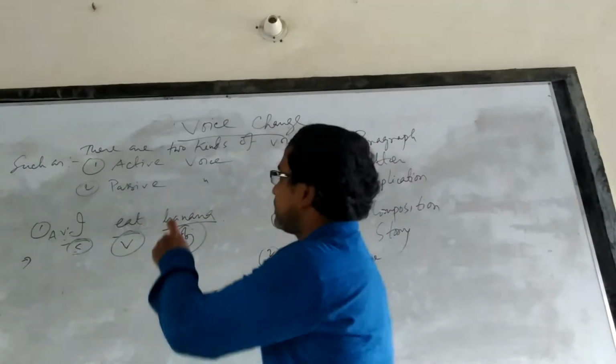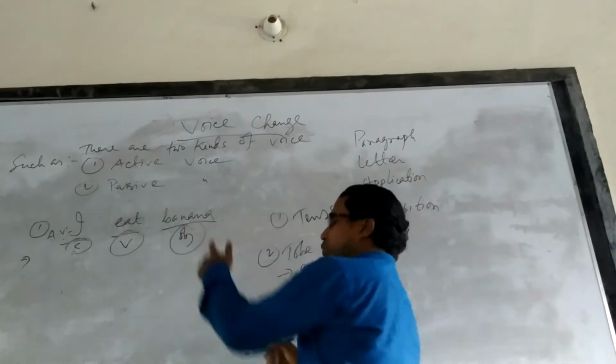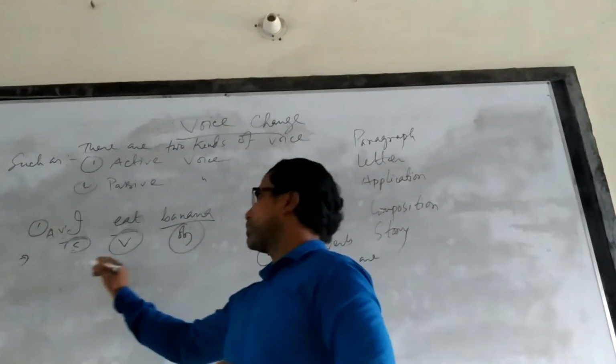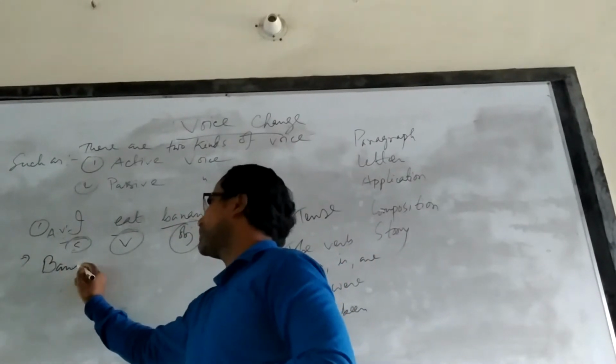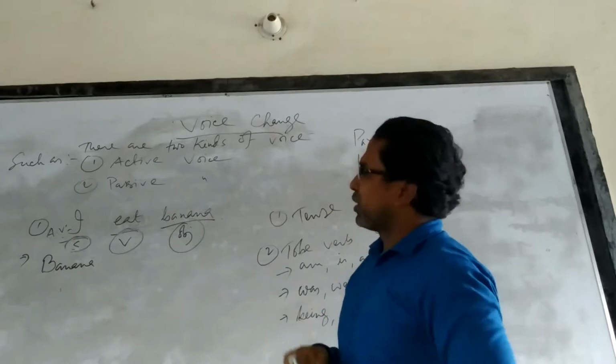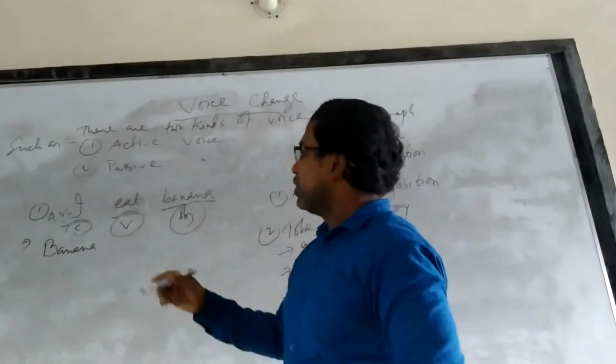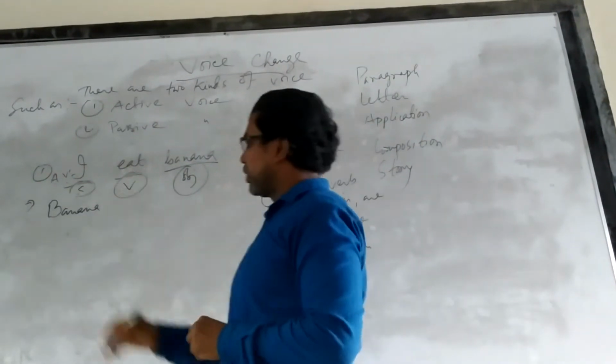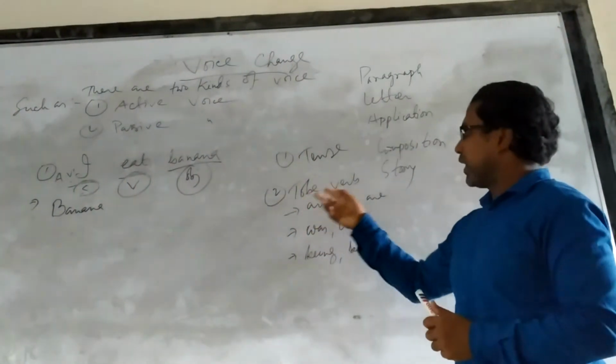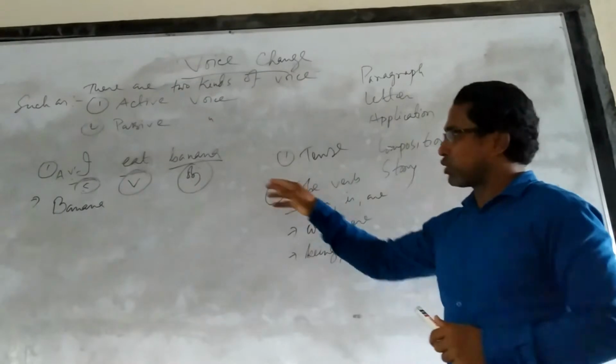So whenever we turn the sentence into passive, we have to do it like this. First of all, we have to take the object. So the object here is banana. Just look at this. The verb is eat here. So it is about present tense. So you have to take the help of the to be verb, is, according to the subject.